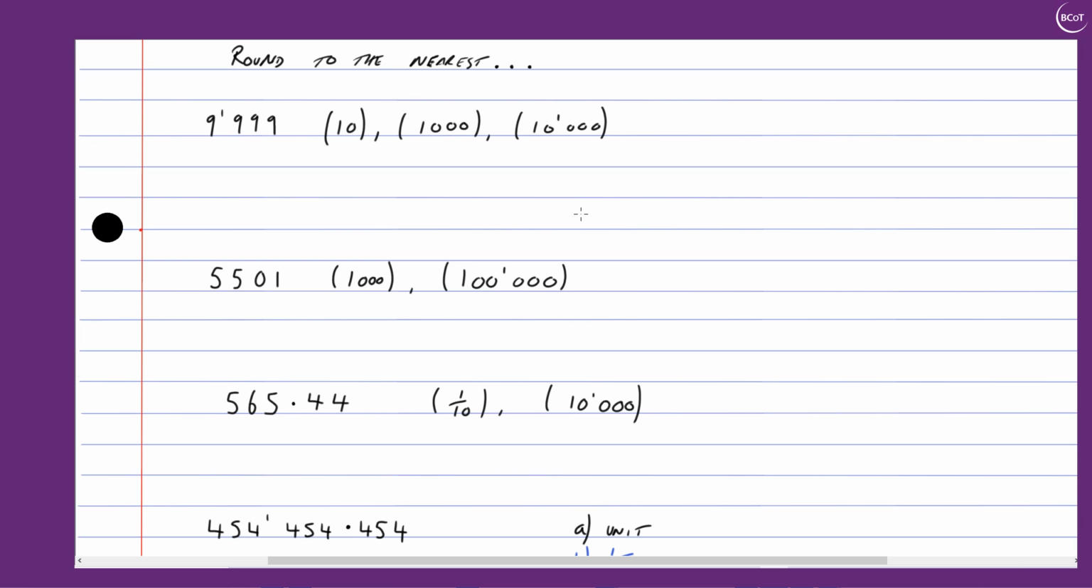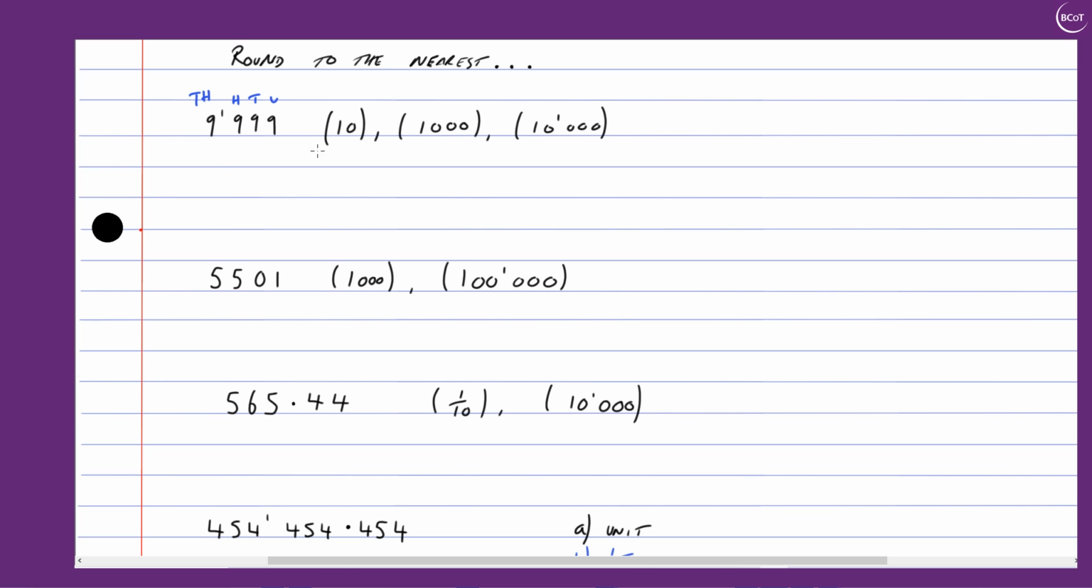So some more examples. We've got 9,999, and we're going to round to the nearest 10 and the nearest 1,000 and the nearest 10,000. We're going to do different roundings for different parts of this question. It's like 3 questions in one, if you like. So it's always worth putting the units, tens, hundreds and thousands above.